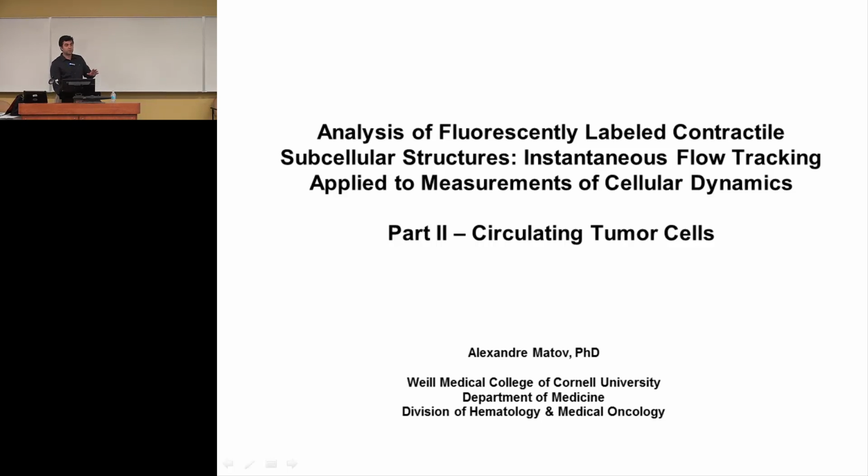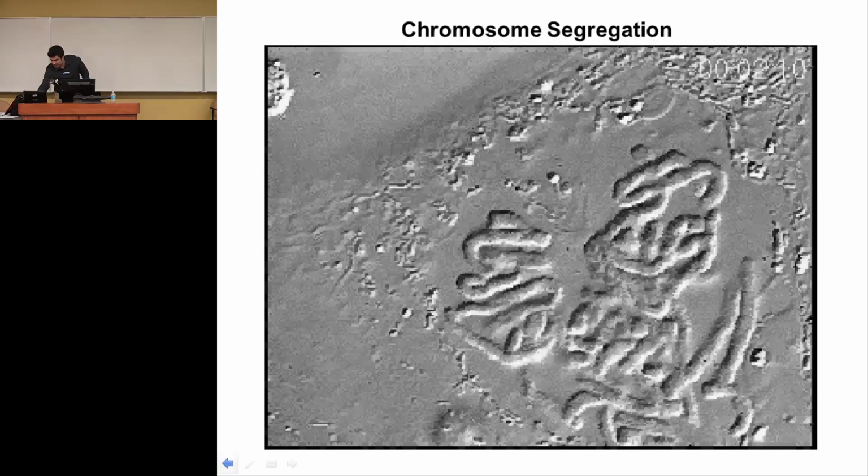My talk will have two parts. First, I'll talk about tracking fluorescently labeled proteins in living cells. And the second part is the analysis of circulating tumor cells in blood samples. So first, I'll start with the tracking part.